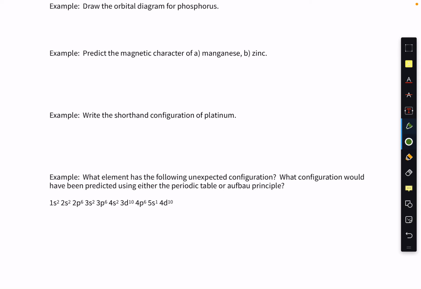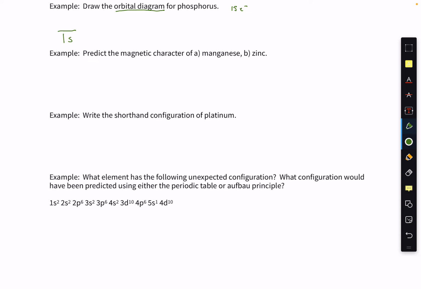Our next example wants us to draw an orbital diagram for phosphorus. Phosphorus has 15 electrons. And again, it wants us to draw an orbital diagram. So what this means is that we want to start with the 1s, again using the periodic table or the Aufbau diagram, it's up to you.